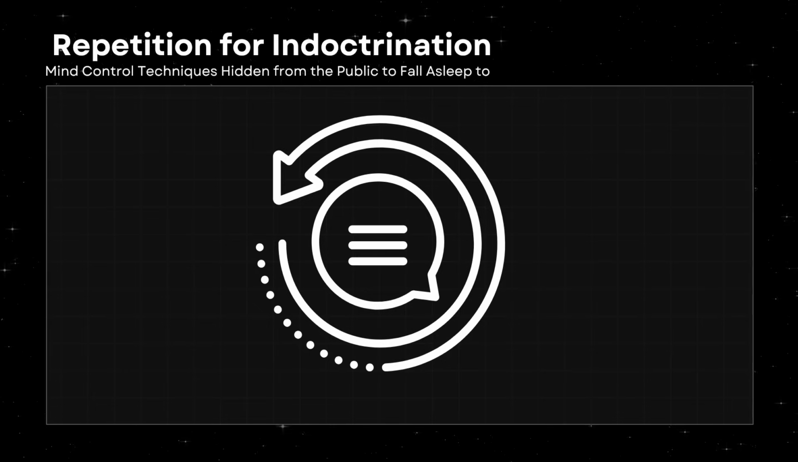Repetition for indoctrination works because the mind takes shortcuts. It prefers known over unknown. It feels safer when it hears the same message from many sources. That message becomes part of how a person sees the world. They may not even know they've changed. They just start to believe what they've heard the most.